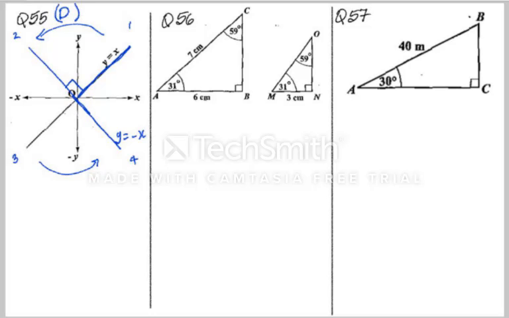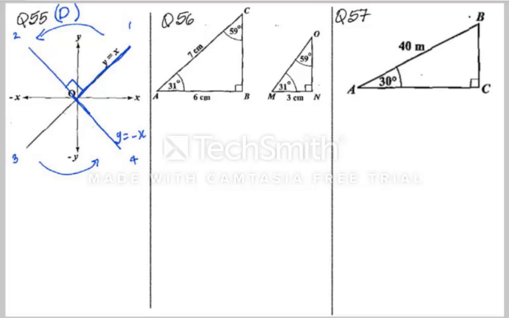All right. If you rotate the line y is equal to x 90 degrees in an anticlockwise direction, it's going to become the line y is equal to minus x. Question 56. First of all, these two triangles are similar triangles. We're asked to find the length of MQ in centimeters.